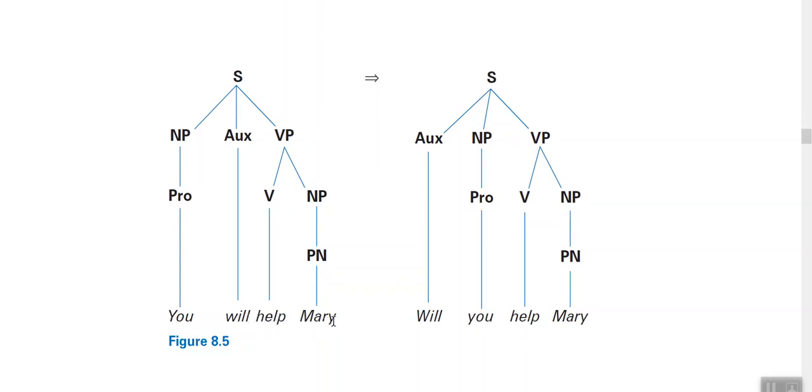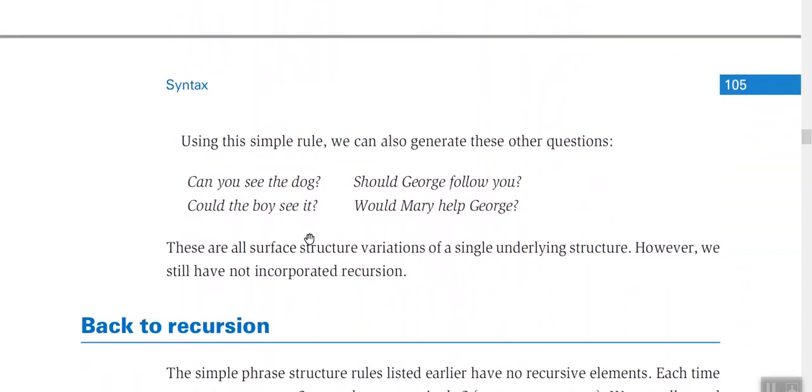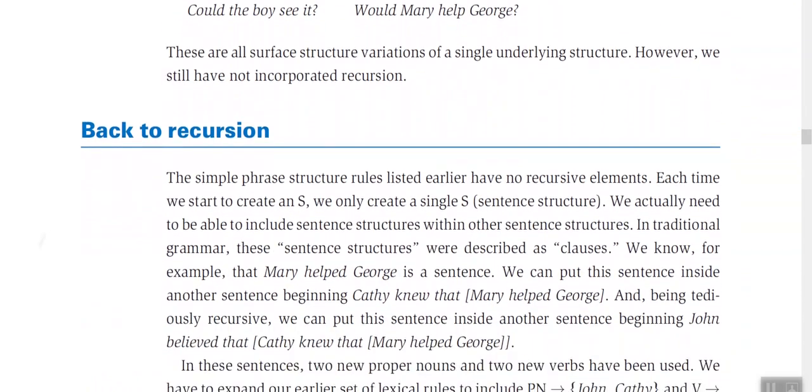You will help Mary. How to make it a question? For example, sentence, auxiliary, noun phrase, verb phrase. So you move this part to the beginning. It's very easy. That's all. You move this part, just you. Will you help Mary? See? You move this part to the beginning. That's all. Here we have another example. Can you see the dog? Should George follow you? Could the boy see it? Etc. They are very important, of course.